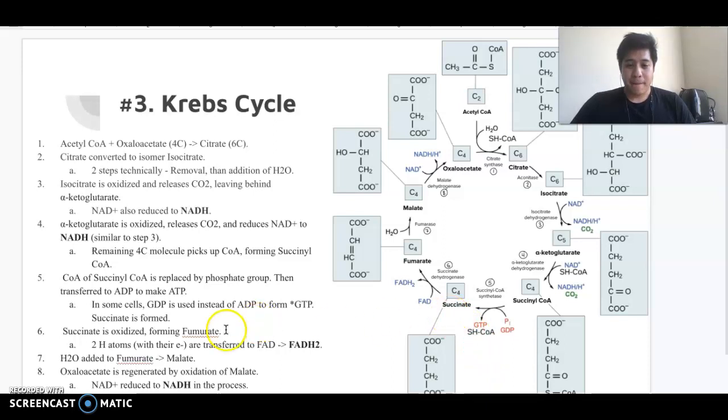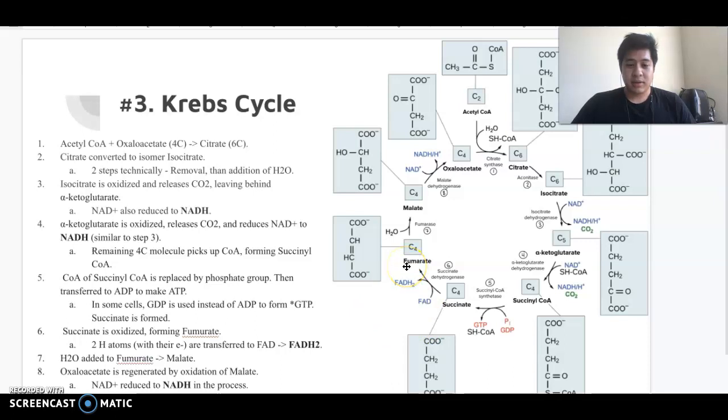So going back here, in step 6, succinate is oxidized, and that forms fumarate. And you can see here that two hydrogen atoms are transferred to FAD to form FADH2. The reason why FAD is used here is because it's a better electron acceptor than NAD+.